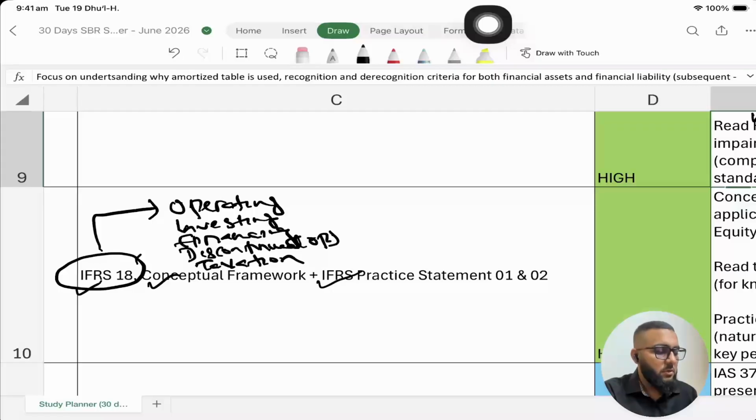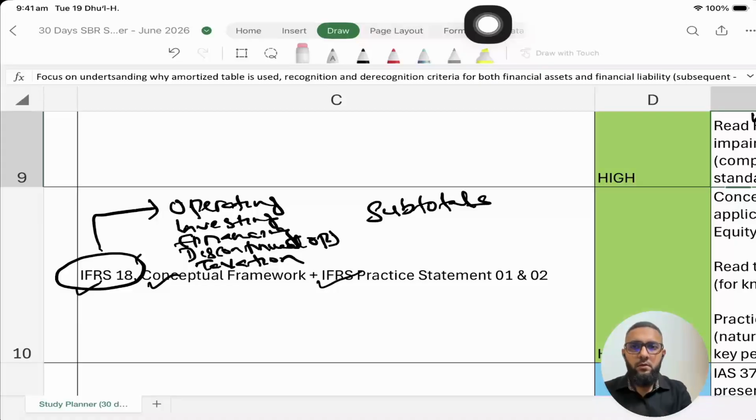All right. And then subtotals. You also are going to look at how subtotals would work. All right. So these are the areas that you need to master in IFRS 18. Number one is the categories. And these are the changes we've seen, right?